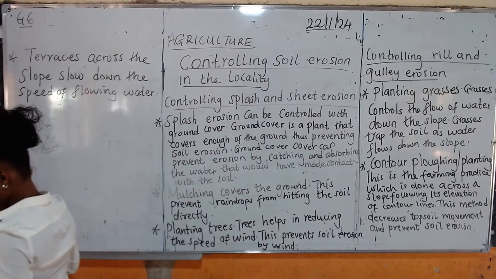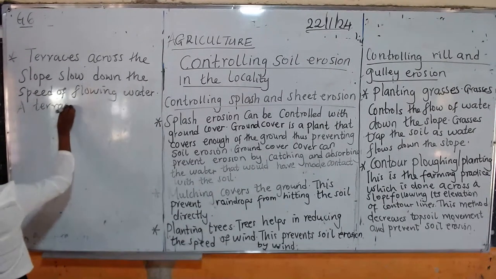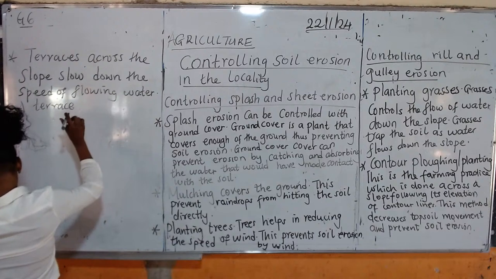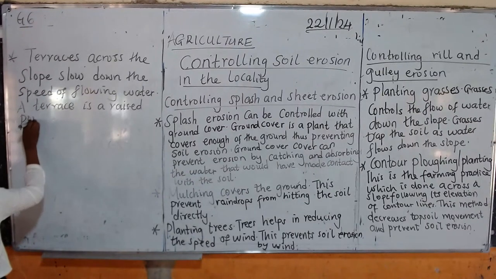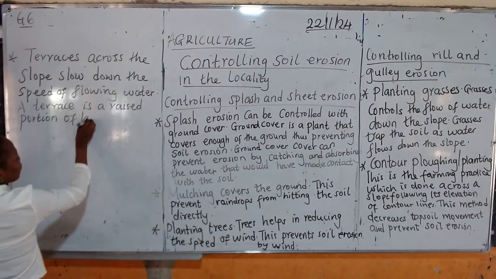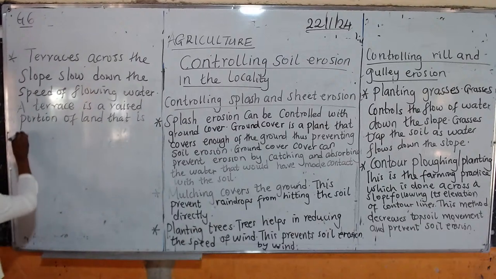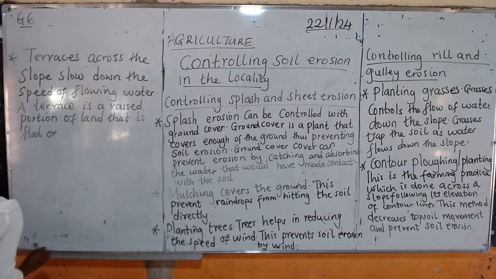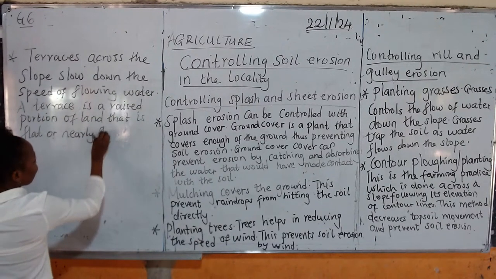So let's first define what a terrace is. A terrace is a raised portion of land that is flat, or nearly flat. It can be flat or raised, okay? So this is a raised portion of land that is flat, or nearly flat land.